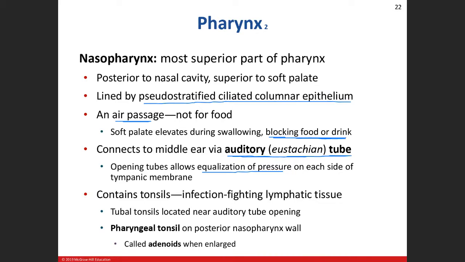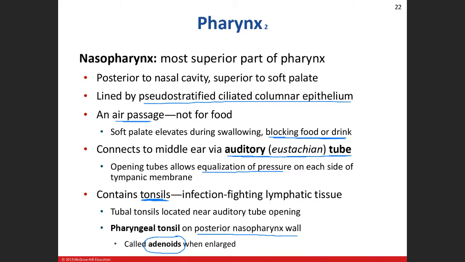Right? We saw the pharyngeal tonsils here in that area. Again, tonsils are secondary lymphatic tissue, located on the back portion of the nasal pharynx wall, and we give it a special name when the tonsils become enlarged: adenoids.